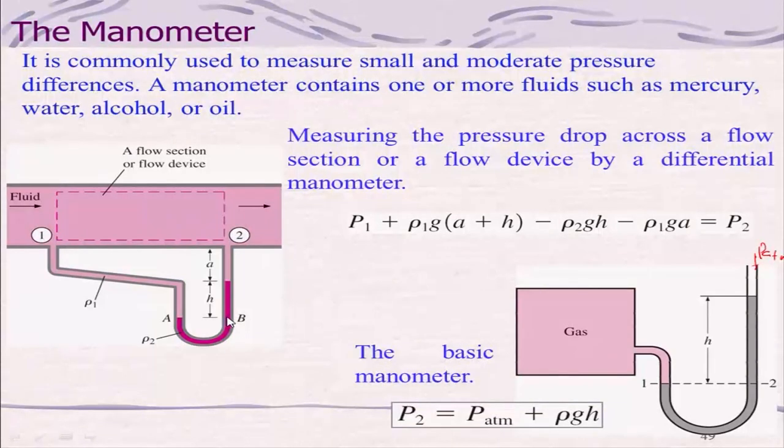here at this point. And then you will have to go to this point, that is rho 2 g h, this term, right, and minus rho 1 g a. So, that is nothing but your P2. So, if you look at it, rho 1 g a can be cancelled out with this, right. Therefore, P1 minus P2 will be nothing but (rho 2 minus rho 1) g h, right.